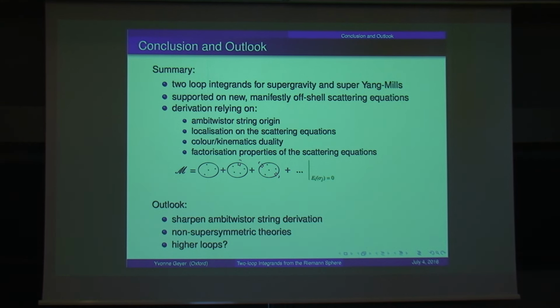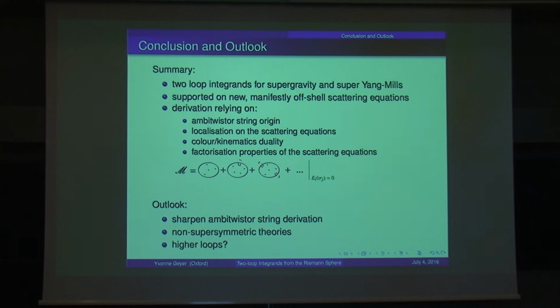Now, the derivation that we had was crucially relying on the fact that we had something to start from, the ambitwistor string origin that gave us the first integrand, that we were completely localized in the scattering equations, at least for the integrand. That made it possible for us to wrap around the contour and land on the nodal Riemann sphere. We have used over and over again the color kinematics duality.